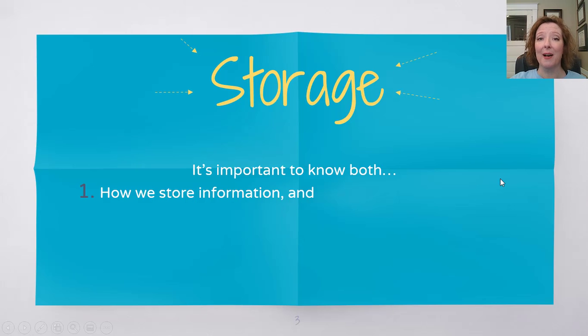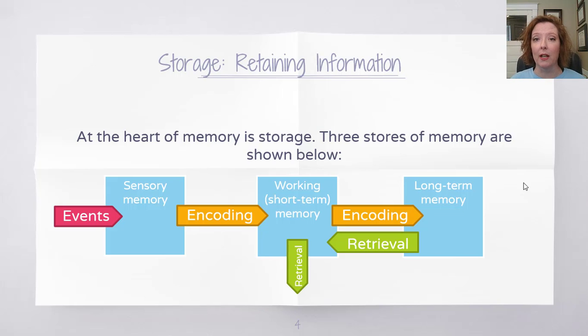Okay, so when we're talking about storage, it's important that we know both how we store information and where we store it. When you consider memory overall, you have to understand that storage is basically the heart of it. How things are stored and how easily we can retrieve the information from our storage is critical to the overall memory process. There are three ways that we store memory, and they're shown on your screen right now.